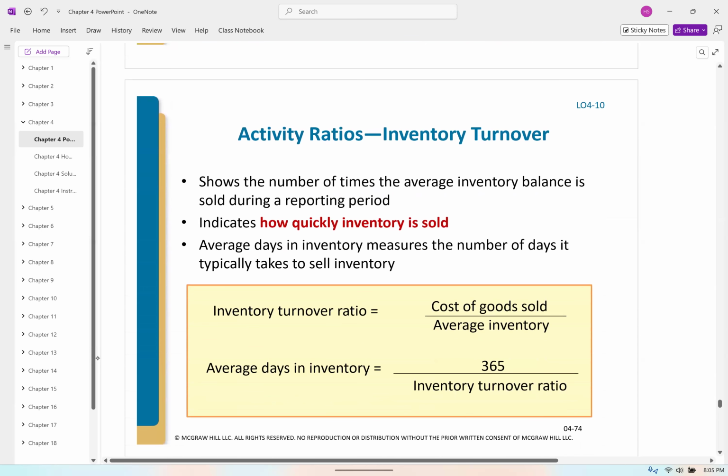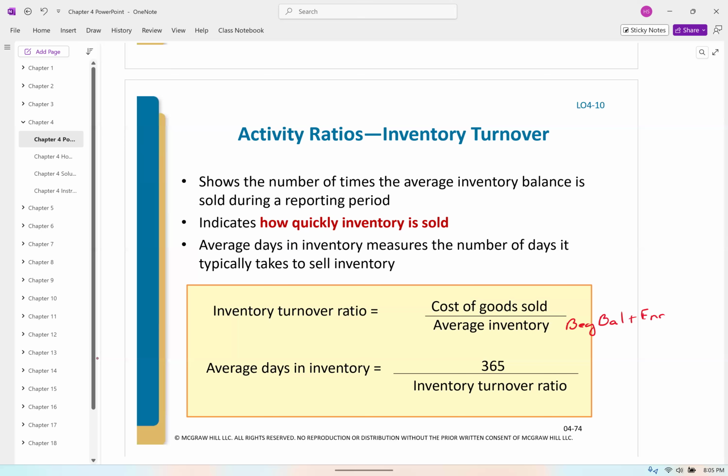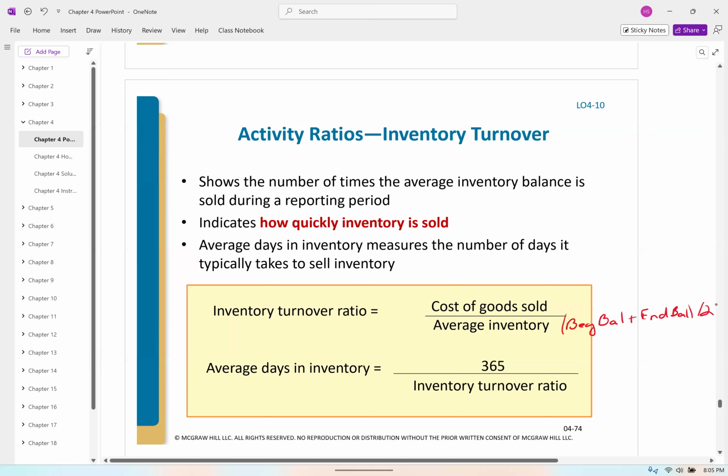Then we have the inventory turnover ratio, which is cost of goods sold divided by average inventory. Again, the beginning balance added to the ending balance divided by 2 is how you get the average inventory. Then you find average days in inventory, 365 divided by that inventory turnover ratio. And that tells us how many times we sold all of our inventory in a year. So you hope this number is higher.